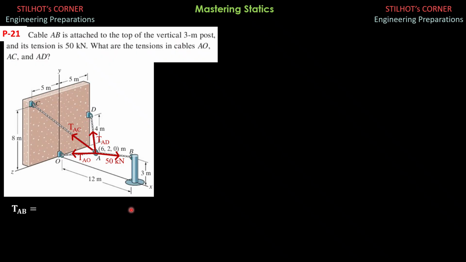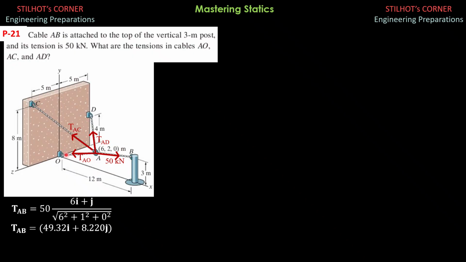So tension AB is 50 times quantity 6I plus J over square root of 6 square plus 1 square plus 0 square, where 6 is 12 meters minus 6. So 6I. Then B is above at 3 meters, A is only 2 meters. So 3 minus 2, 1J, then 0 minus 0K. So simplifying, tension AB is equal to 49.32I plus 8.220J kilonewtons.